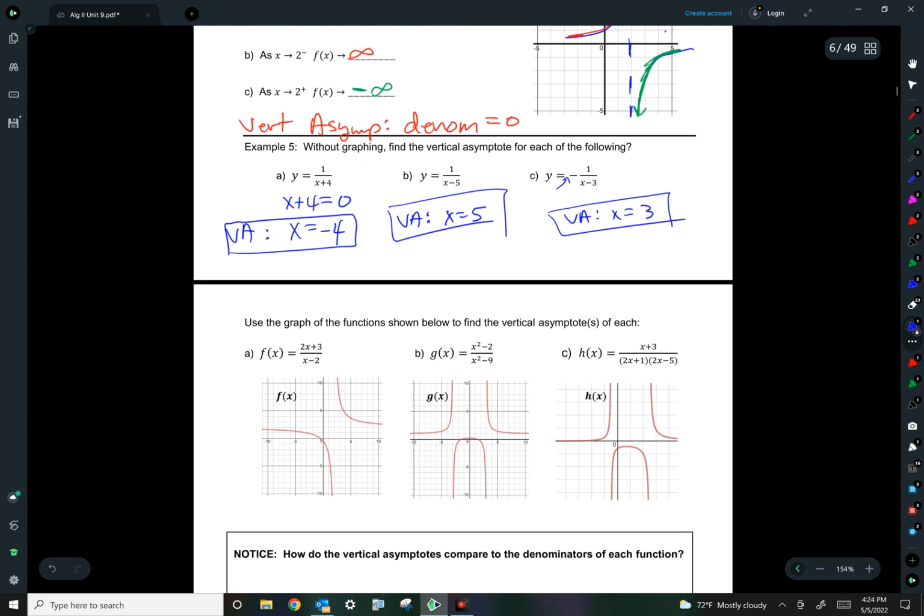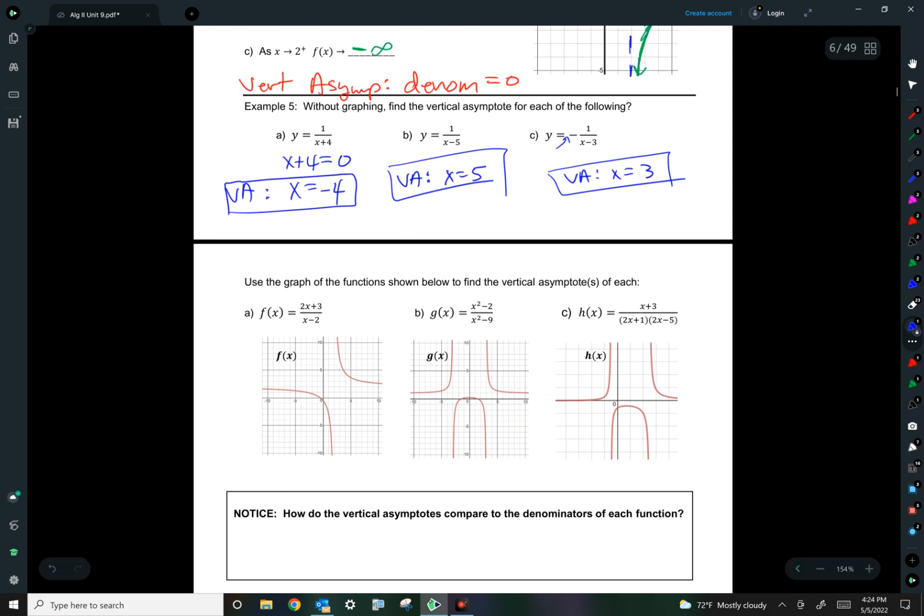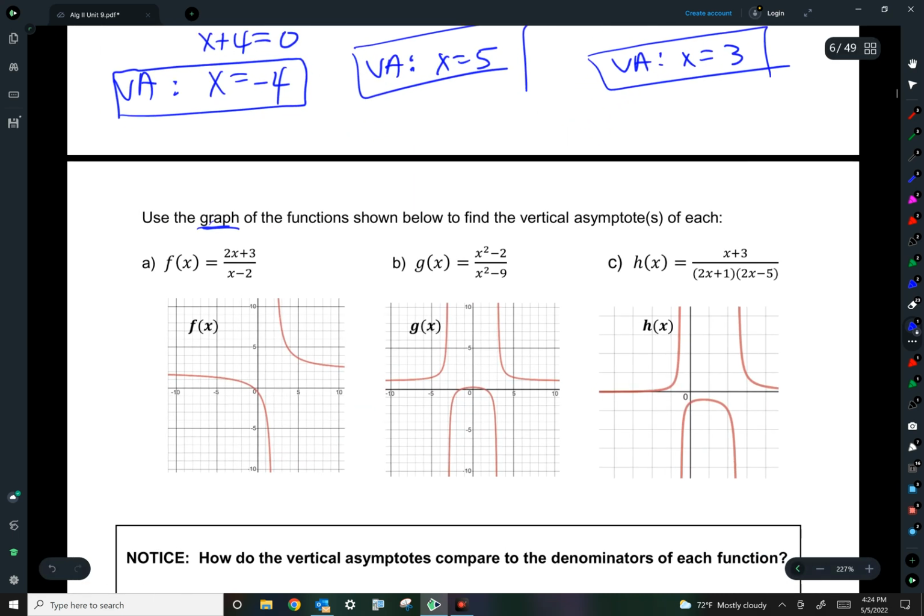Okay, so look at this next section. It says use the graph. So don't worry about the equation. Just look at the graph to find the vertical asymptotes. Well, when I look at the first one, kind of zoom in here a little bit, where is my vertical asymptote? Doesn't it look like it's right here on this line? And what is that value of x? That's x equals 2. Hey, does this fit with what we just said? Would that make the denominator equal 0? Sure would, wouldn't it?